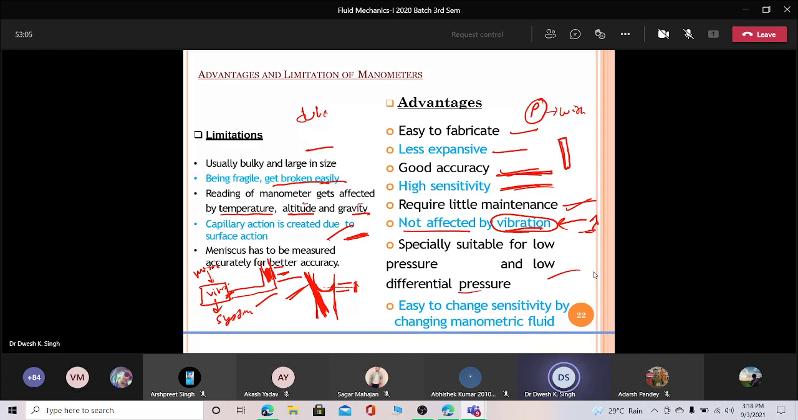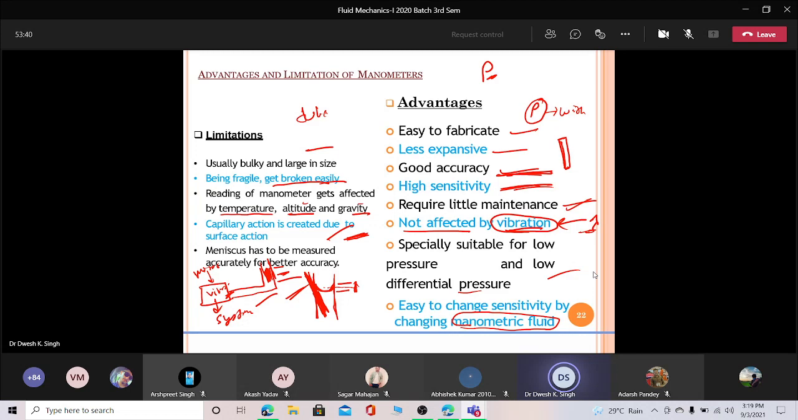Yes, we have already discussed that, low to moderate. For high pressure, the manometer is not used. Then we go for the modern gauges, meaning the mechanical and electrical systems. Okay. And it is easy to change sensitivity by changing the manometric fluid. If you change the manometric fluid, the sensitivity will change, because if you change the density, obviously if you are using a heavier fluid, it will sense less. If you are using a less heavy one, the sensitivity may increase. So sensitivity can be easily controlled by changing the manometric fluid.